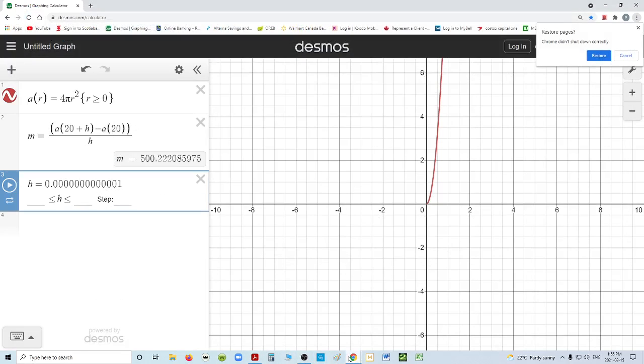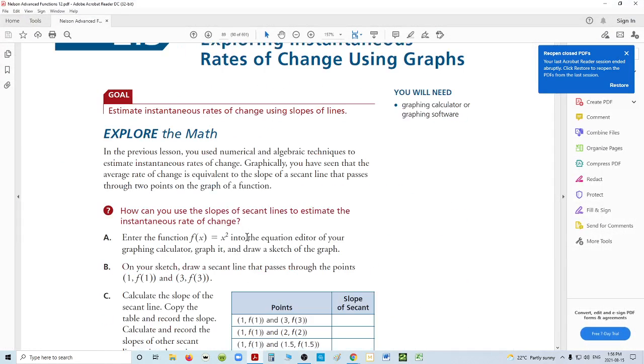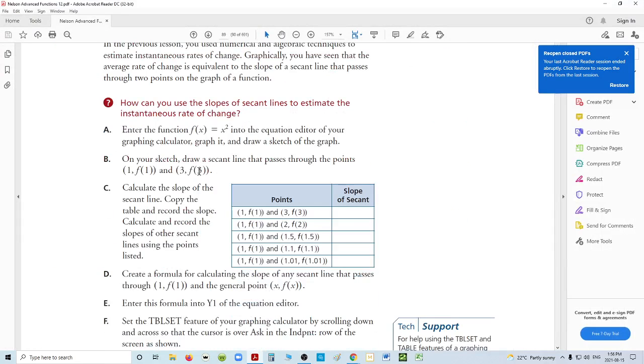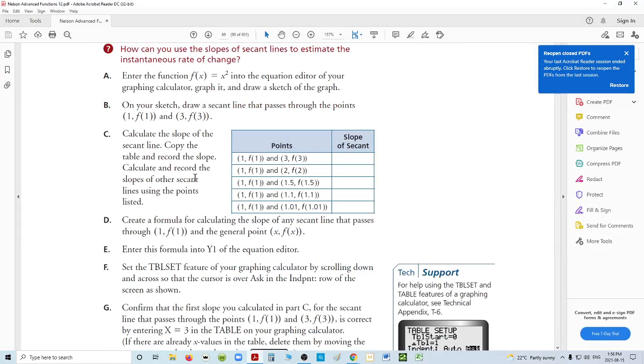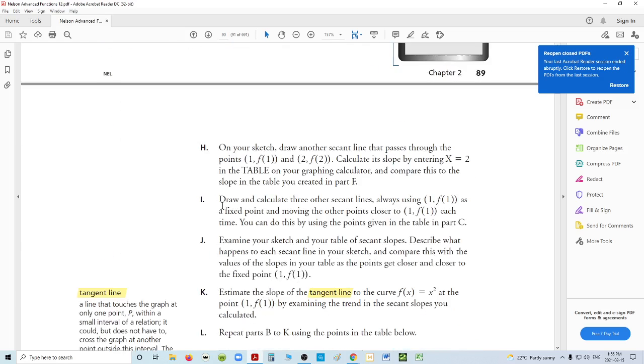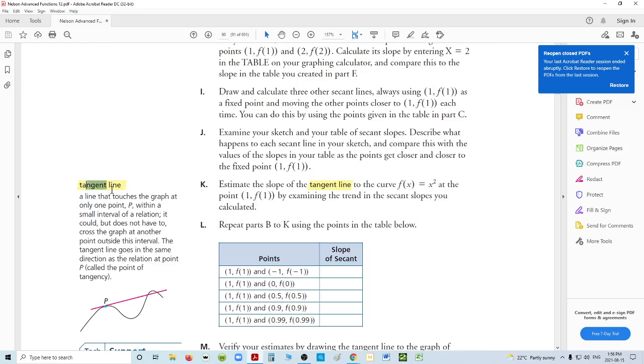Okay, let's move on to the next chapter. The next chapter is saying we're going to look at some graphs and try to come up with instantaneous rate of change based on the graph. And here they're taking some points that get closer and closer to each other, much the way I've been using Desmos. And then they're looking at what I've already explained to you, a tangent line. A tangent line is a line you're drawing that is 90 degrees to the hill of the graph.